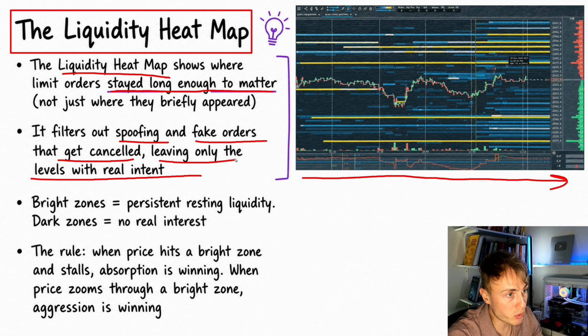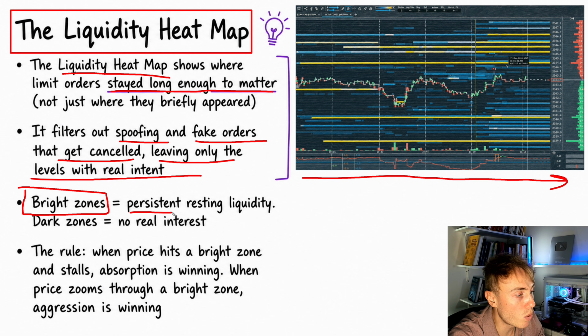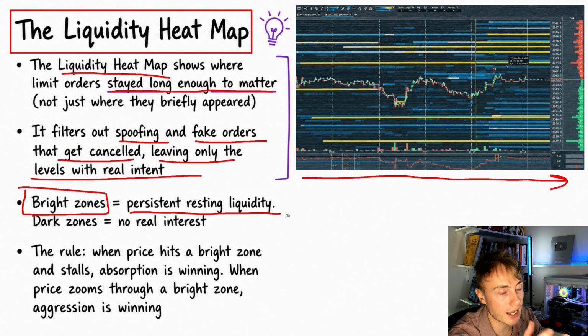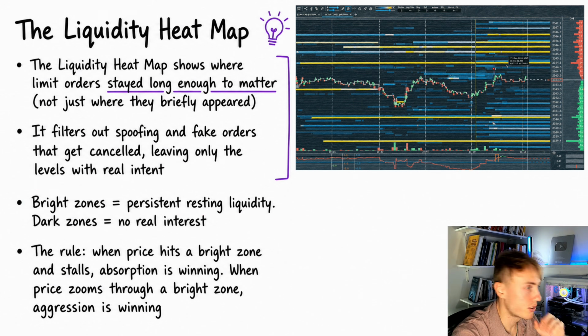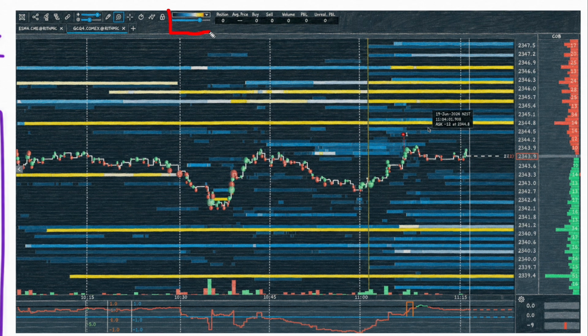But now, how do we read this chart? Well, in general terms, they can look a little bit different, but the brighter the zones are, the more significant they are and the more limit orders we have on the chart. And the darker zones are basically areas of no real interest. So I hope you can see up here you have the scale, and in this chart the more yellow it is, the more limit orders we have, and the darker it is, the fewer limit orders we have.